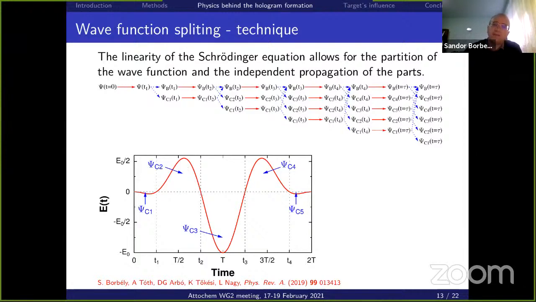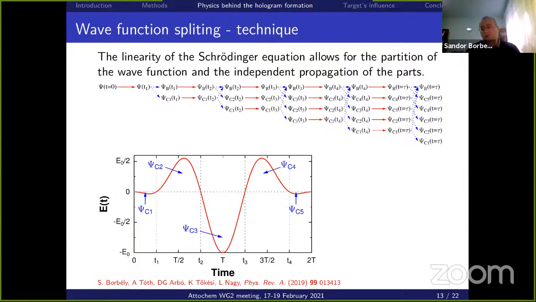And this C2 wave packet contains the electronic wave packet which was created during the second peak of our driving laser field. And we have continued this procedure until the end of the laser pulse, where we ended up with 1 bound wave packet and several continuum wave packets, but to each wave packet we could assign an approximative birth time. Basically, we know that the C1 wave packet was created during the first peak, the C2 during the second peak, and so on.